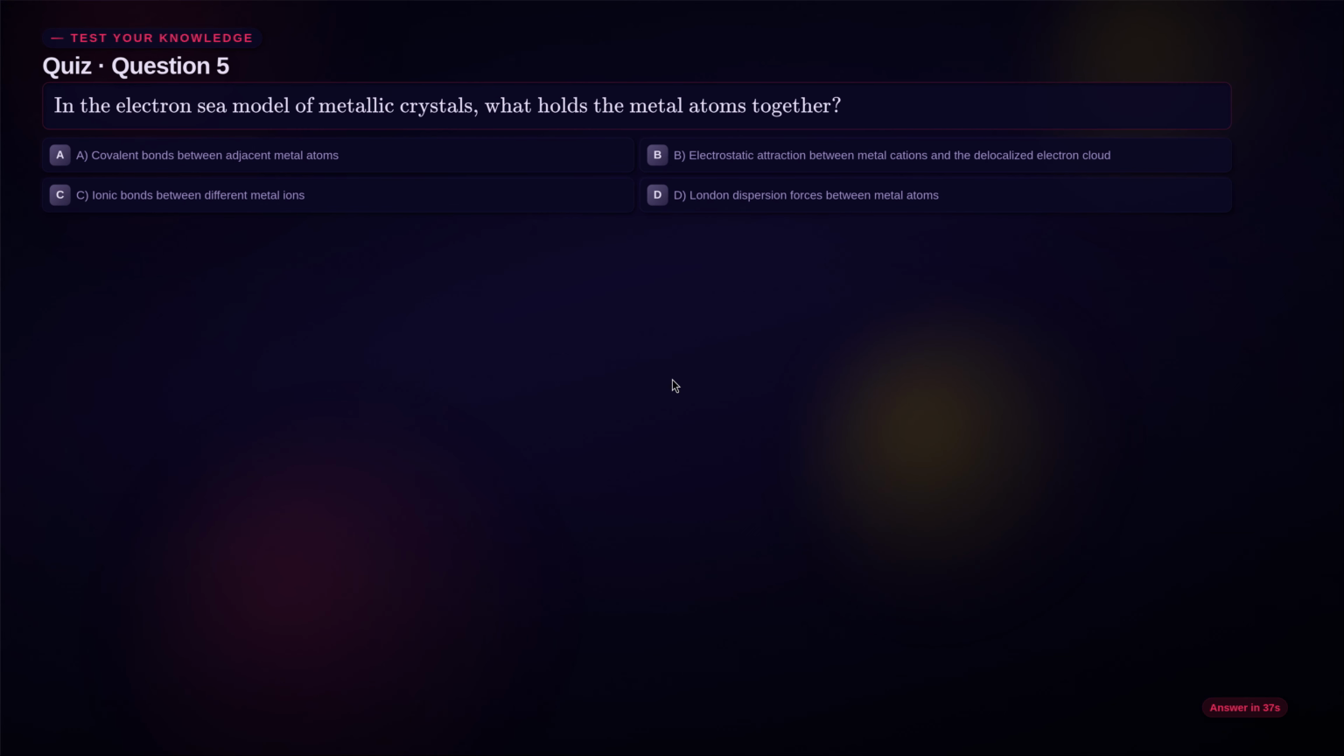Quiz question 5. In the electron sea model of metallic crystals, what holds the metal atoms together? Option A, covalent bonds between adjacent metal atoms. Option B, electrostatic attraction between metal cations and the delocalized electron cloud. Option C, ionic bonds between different metal ions. Option D, London dispersion forces between metal atoms.